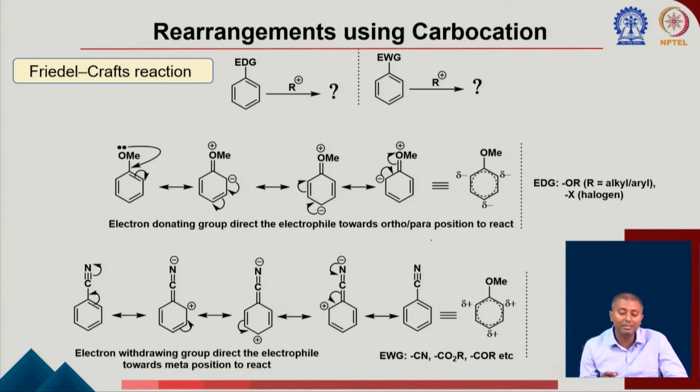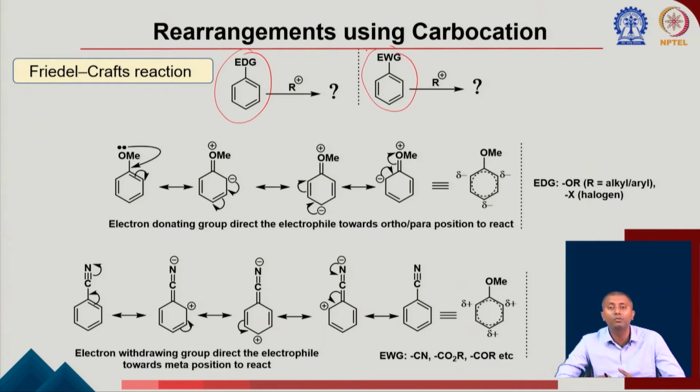Now the question arises: if you have an electron donating group or electron withdrawing group, what products are you going to obtain by doing the Friedel-Crafts alkylation or the Friedel-Crafts acylation? That can be explained by simple resonance structures. The methoxy group has a plus R effect. If you draw the different resonance structures, you can see it can give more electron density at the ortho and para positions. That means if you want to trap with the electrophile, it will be more preferable to connect the electrophile at these positions, the ortho and the para positions.